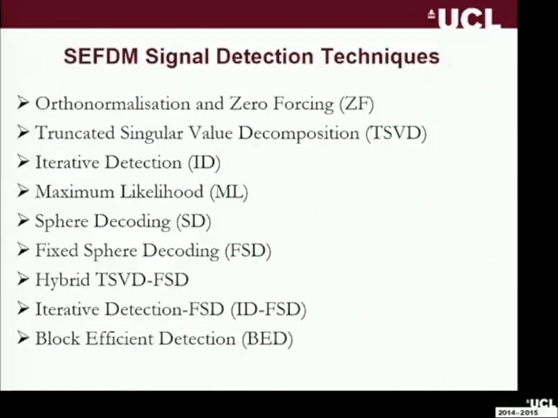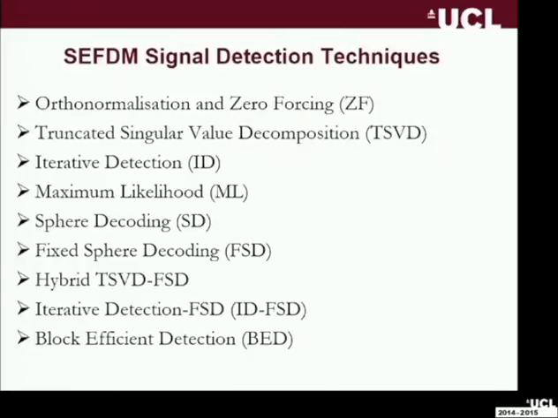Zero forcing, TSVD is again a linear detection scheme, but it improves upon zero forcing in terms of getting rid of the values in the matrix which would cause the noise to be amplified. That's why it's called truncated. When you've got the channel matrix and you decompose it using singular value decomposition, you get certain singular values which affect what the output will be if you have an input and multiply it. You truncate those that are very small. And that did improve upon the performance of zero forcing.